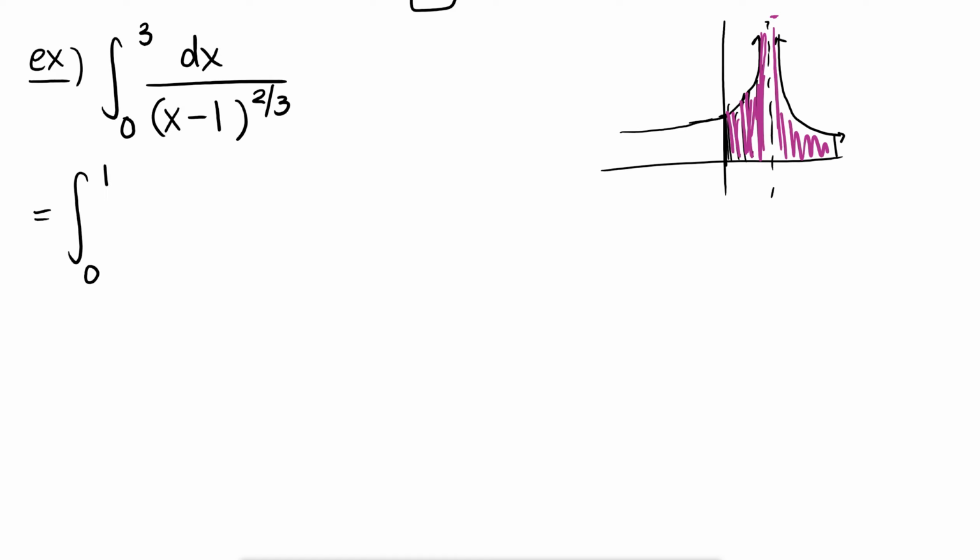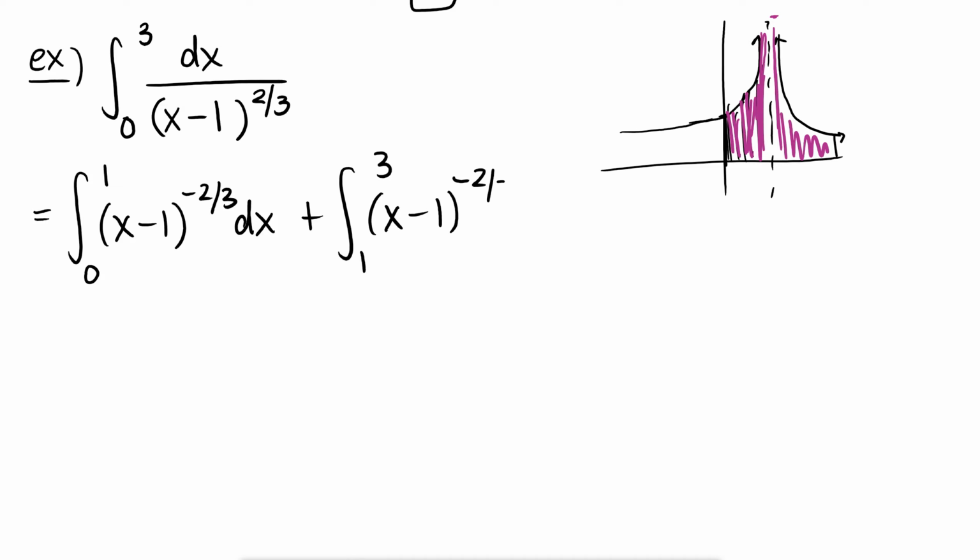So we're going to have to go from 0 to 1. I'm going to rewrite this as the integral of x minus 1 to the negative 2/3 dx, plus from 1 to 3. You have to do this. Mathematically speaking, you may not just plug in 3 and subtract 0 into the antiderivative. And now because we have a discontinuity at 1, we need to rewrite this.